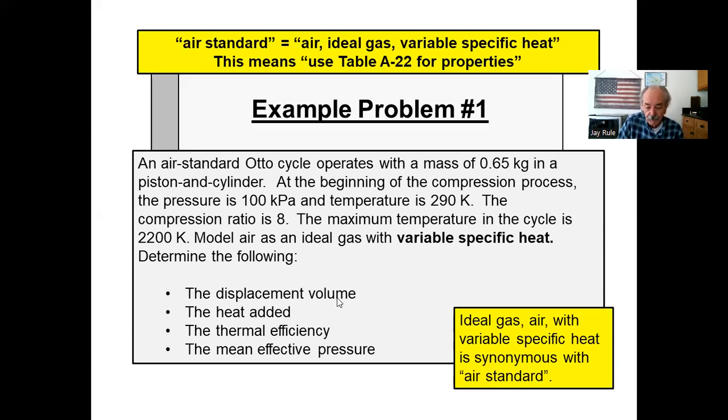The displacement volume. Okay, that's the volume from min to max. The heat added. The thermal efficiency of the cycle. And finally, the mean effective pressure. So 4 things that we need to find. We'll go through the analysis and we'll be done with the problem.